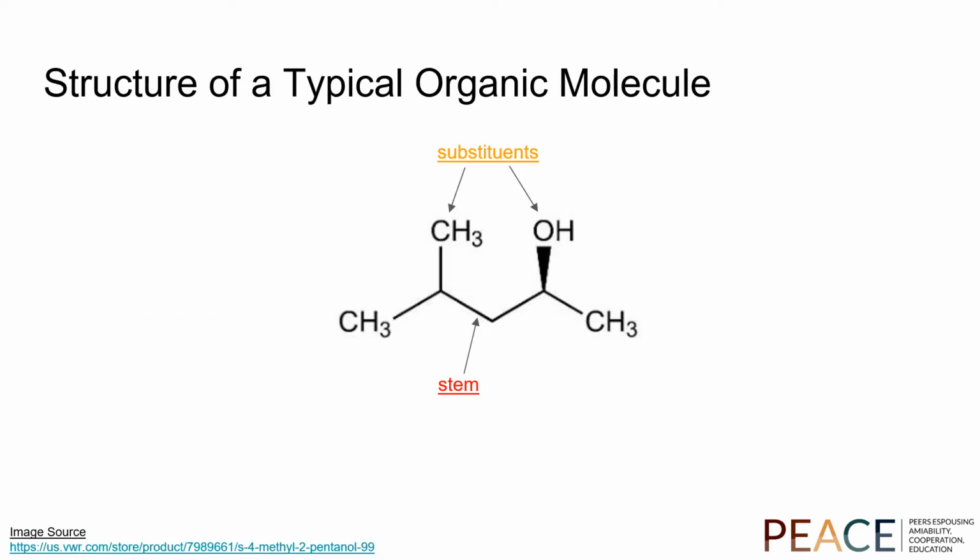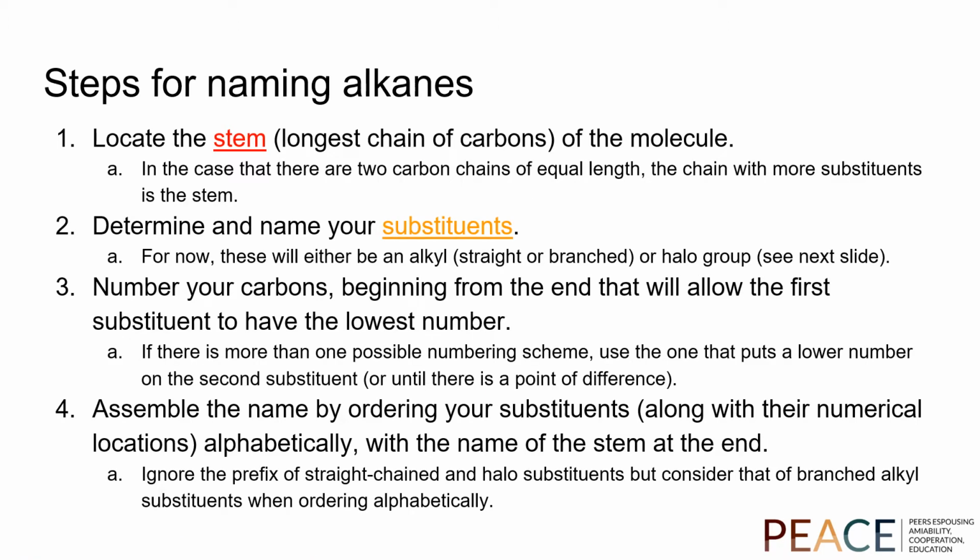Now, just to review, a typical organic molecule, that is one that does not contain any inorganic atoms such as metals, will typically comprise a carbon chain known as a stem, along with its various substituents, which branch off of the stem. This terminology will allow us to better understand how to name organic molecules. So with that being said, let's learn how to name alkanes. There are four main steps you want to follow.